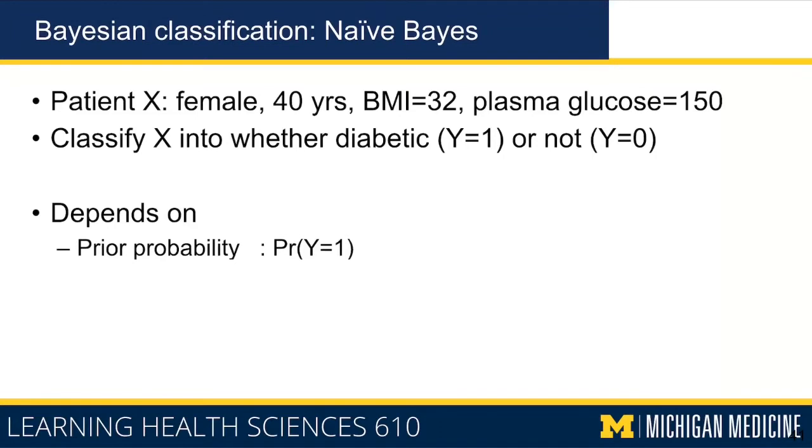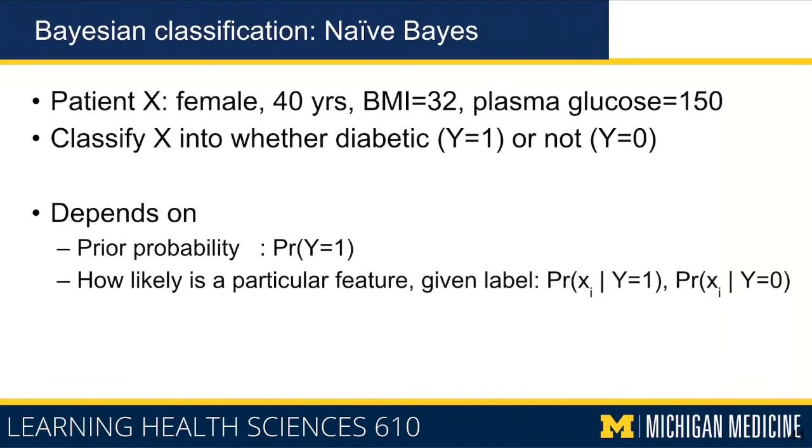Y equals 1 if they are diabetic, Y equals 0 if they are not. Then the naive Bayes way of doing it says that first you should know what are the chances of anybody being diabetic. So what's the probability of Y equals 1? And then what is the likelihood of a particular feature being what it is, given the label is they're diabetic, or the label is they are not diabetic, right?